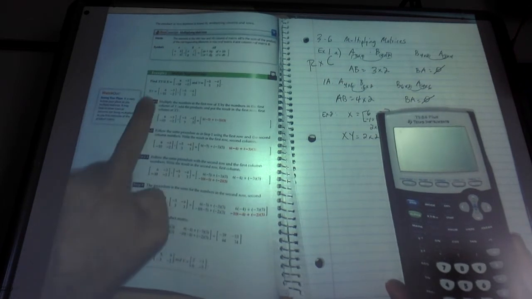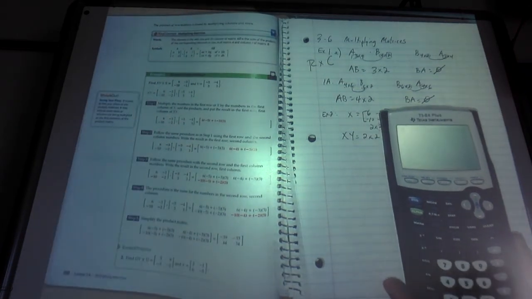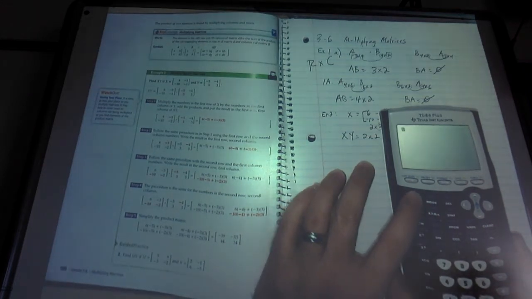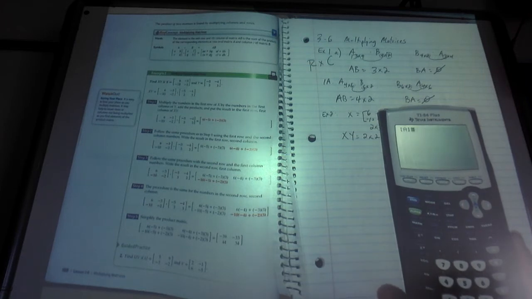Look at how it's written. When it's written like this, that's x times y. Remember in our calculator, that's A and B. I'm going to call up that first matrix. So second matrix. We do this from the names menu. I'm just going to pick the first one. Now remember, that is matrix X.